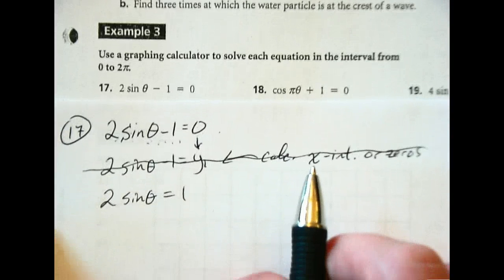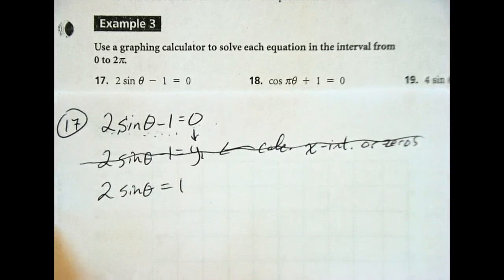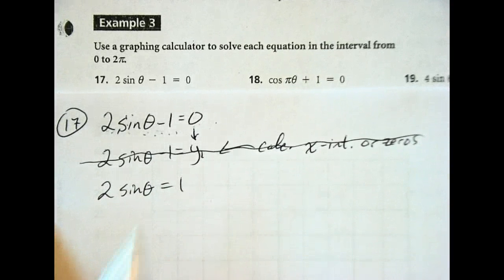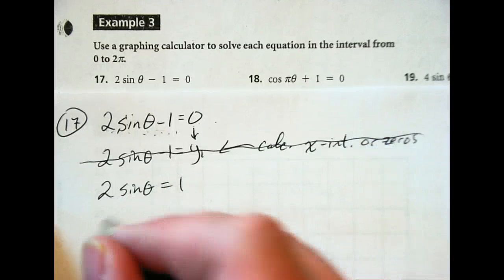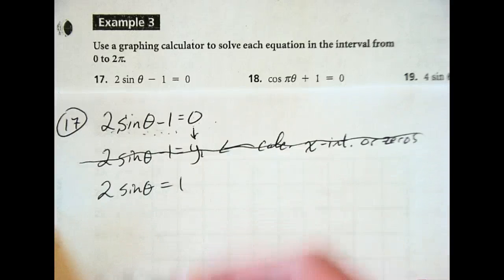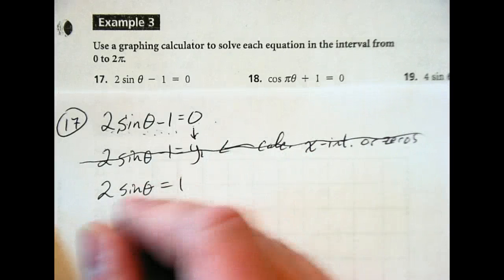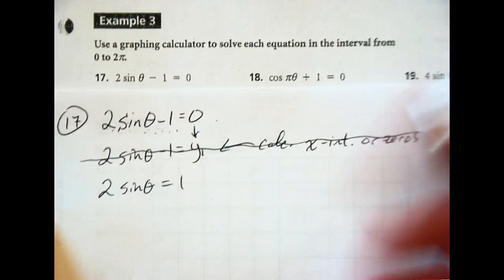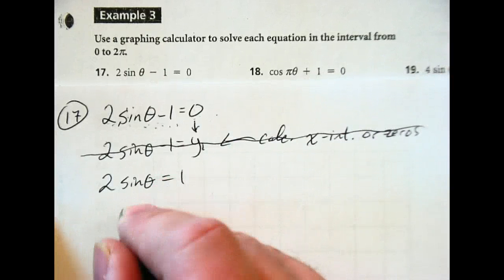Okay, now from this point, we could keep going. If we're going to do this by hand, we'd actually keep getting sine theta by itself. If we're going to use our calculator, we may stop here and use it again. But I'm going to get sine theta by itself. How do I do that? Divide by 2. So sine theta equals 1/2.